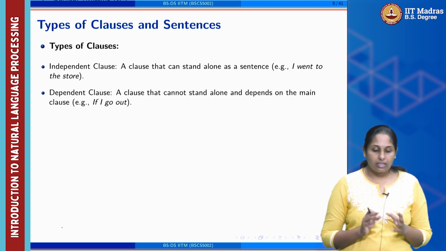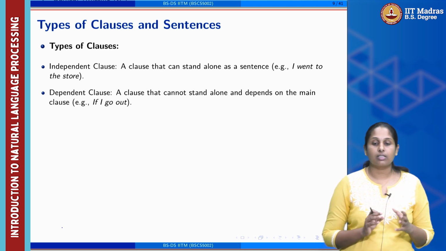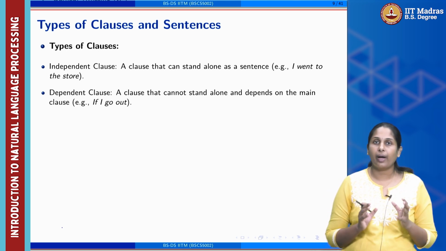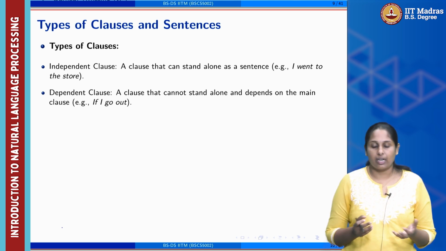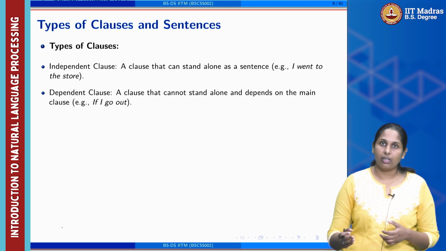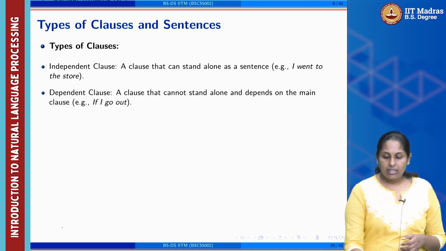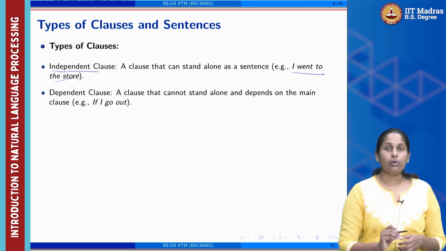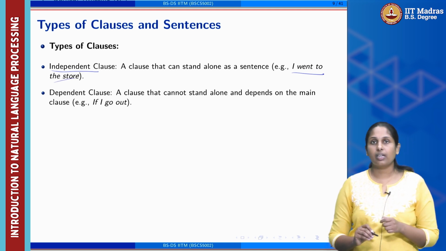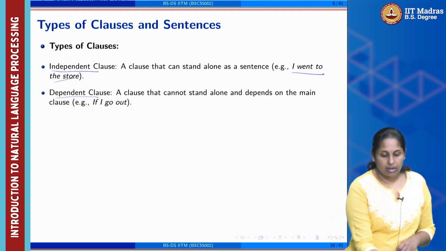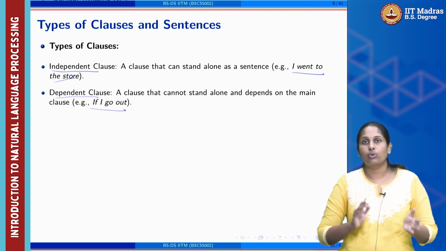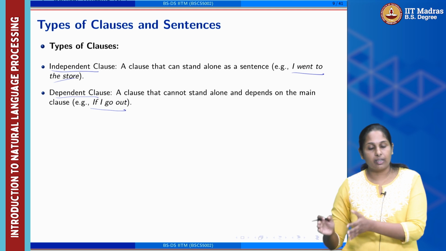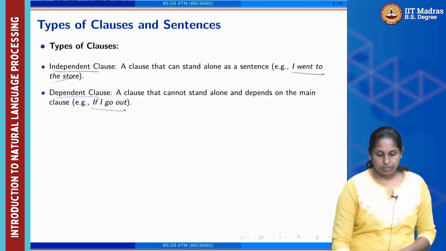On the other hand, a clause is a kind of sentence where it can stand alone or it need not be standalone all the time. It depends on another clause. So when it is standalone, we call it an independent clause. Something like, I went to the store. When it depends on another clause, we call it a dependent clause. For example, if I go out, it cannot stand on its own. So you need to have another independent clause to finish this sentence.